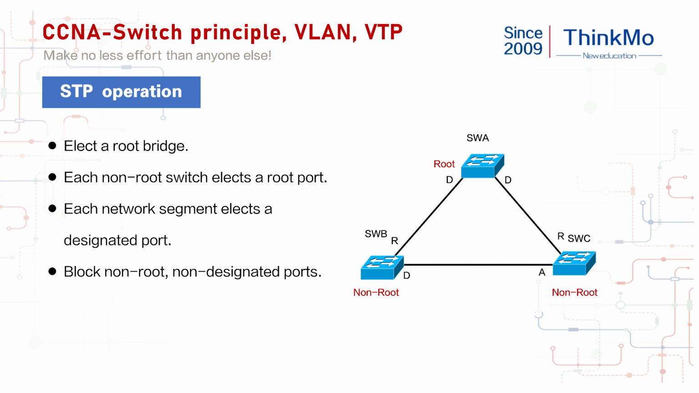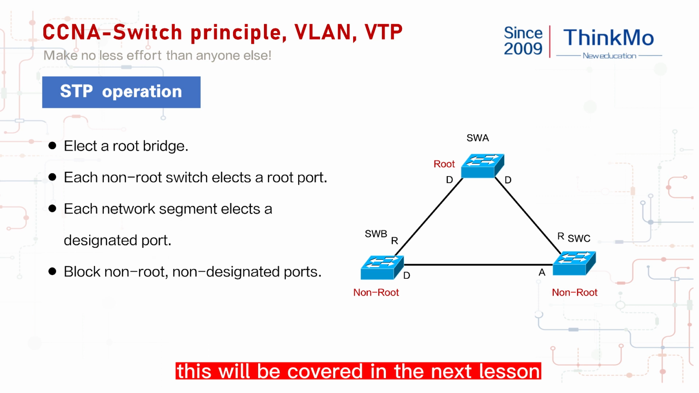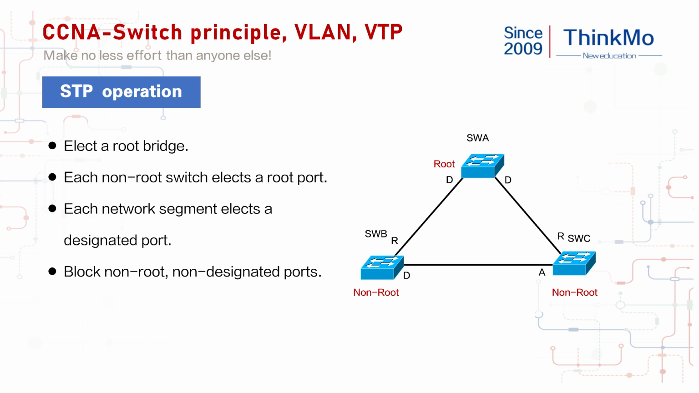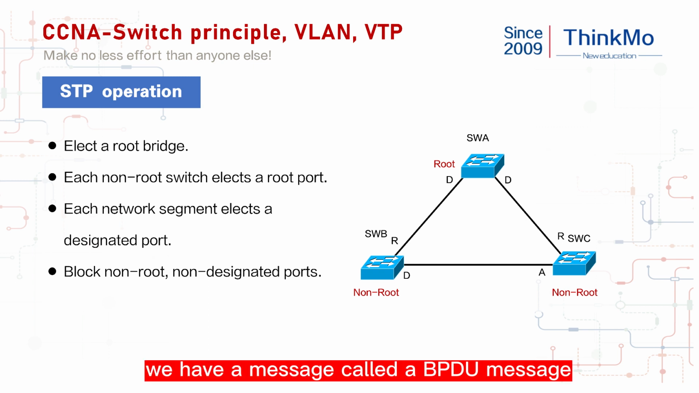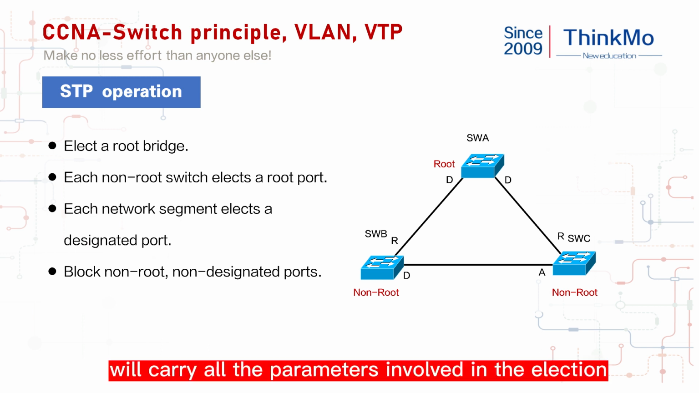Similarly, we also send messages and select other things through some messages inside. This will be covered in the next lesson. We want to choose the root bridge, the root port, and the designated port. These 3 parameters. We have a message called a BPDU message. This is a message in STP. In this message, we'll carry all the parameters involved in the election.